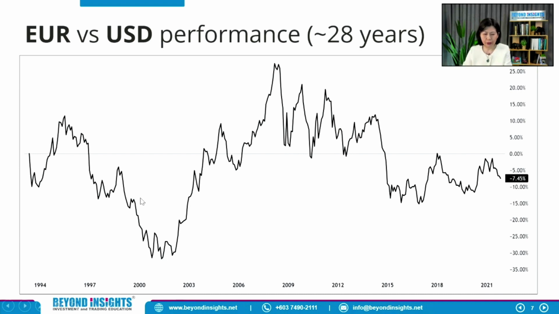So look at this Euro versus US dollar chart, which spans over 28 years. It goes up and down, and in the end, as of now, it is minus 7.45%. So the message I want to share with you here is that Forex is not designed to trend up in the long run. The government and the central bank are there to regulate the exchange rate to make sure it's stabilized. Since the central bank wants to stabilize the currency, you don't expect a big trend.